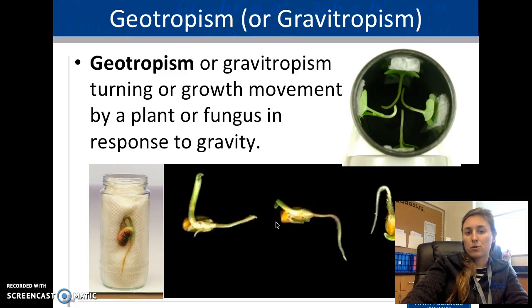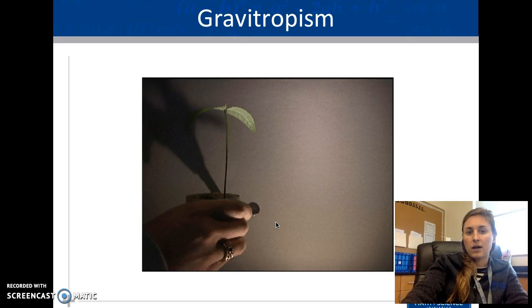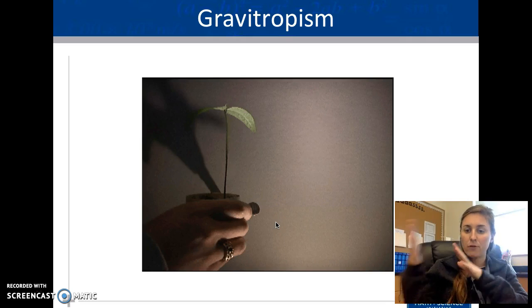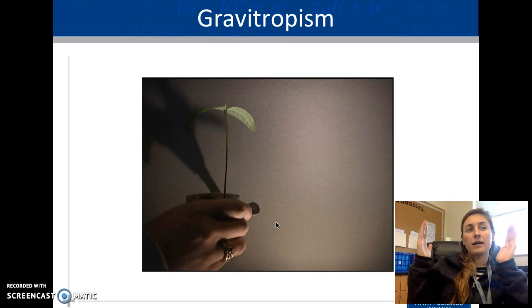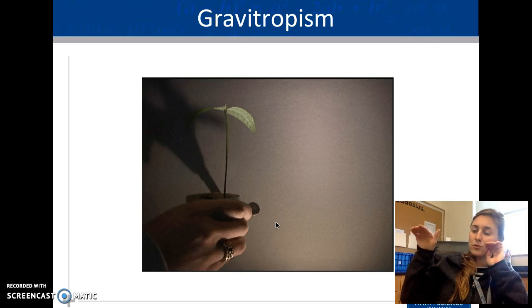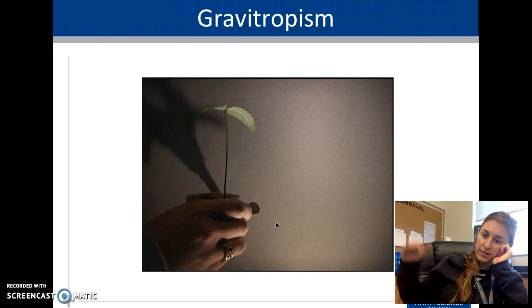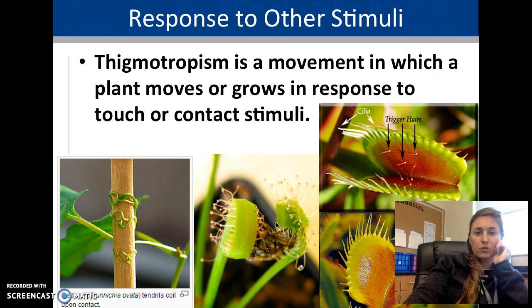Geotropism or gravitropism is the growth in response to gravity. Gravitropism means that no matter at what angle I'm holding my plants, they're going to grow against gravity. If you've ever seen on Pinterest, people insert plants into a wall or something like that, they're going to grow out and up against gravity.